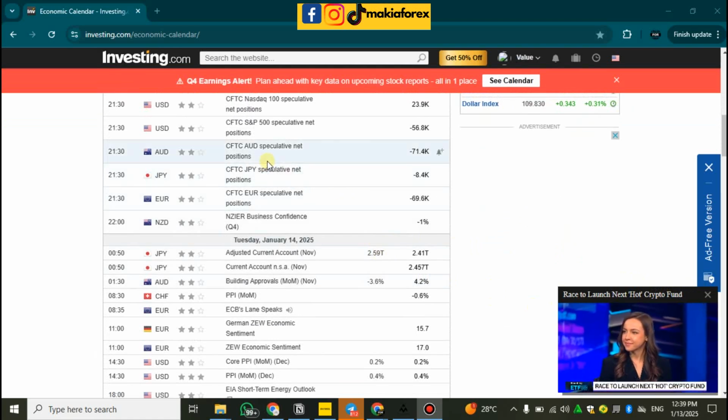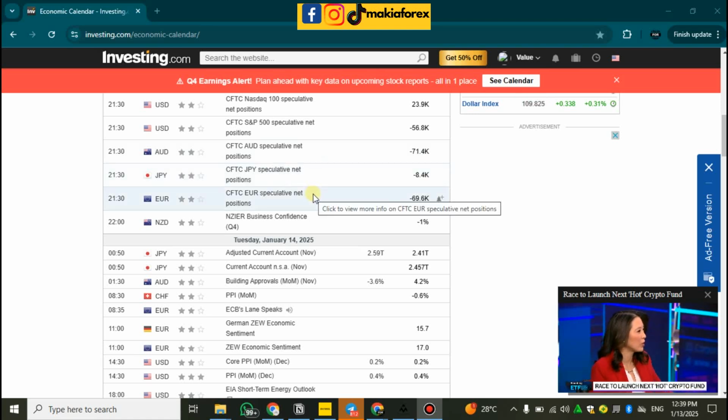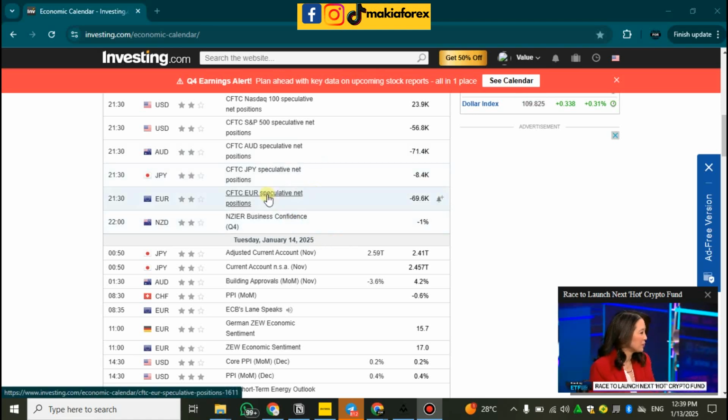As you guys know, we do not trade many pairs, and most of the time we try to look at a few pairs so that we can have an overall view of the market.